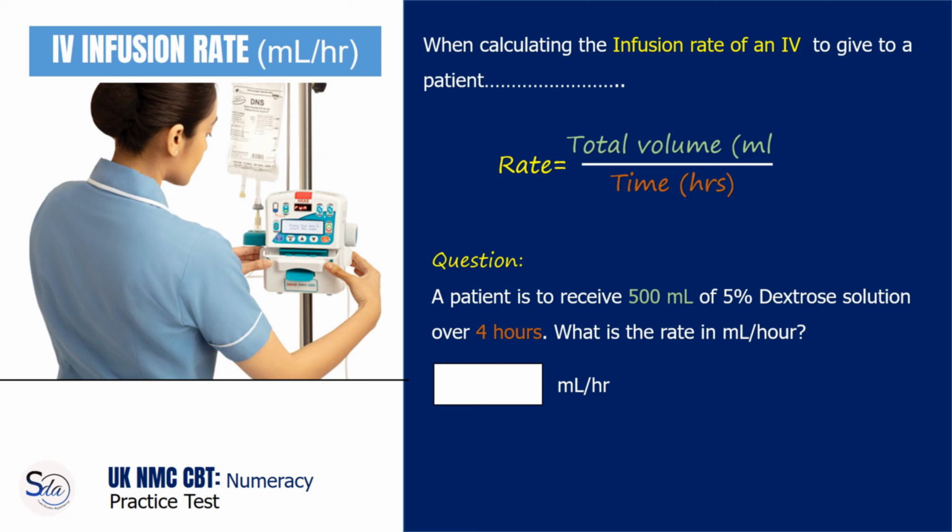To be able to calculate the IV infusion rate, you need this formula. It's very simple: total volume in mls divided by time in hours. We're going to look at a similar example down here. A patient is to receive 500 ml of 5% dextrose solution over 4 hours. What is the rate in mls per hour? You can see that the total volume should always be in ml, and the time should always be in hours.